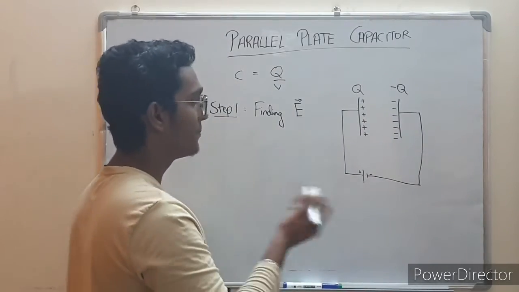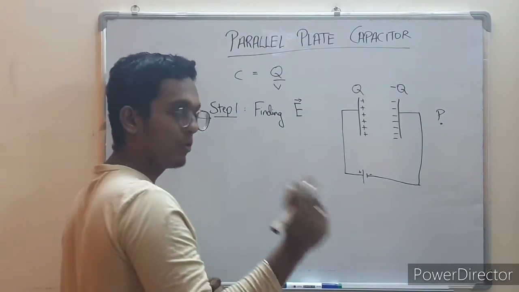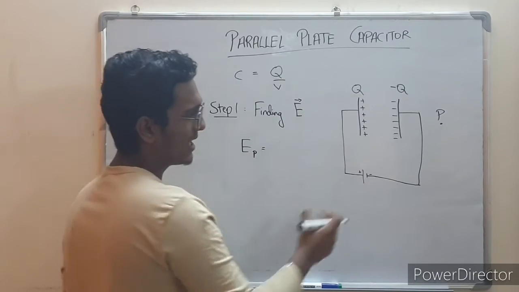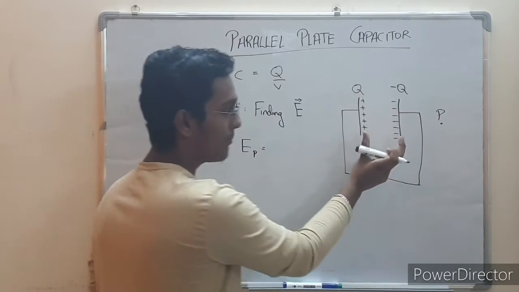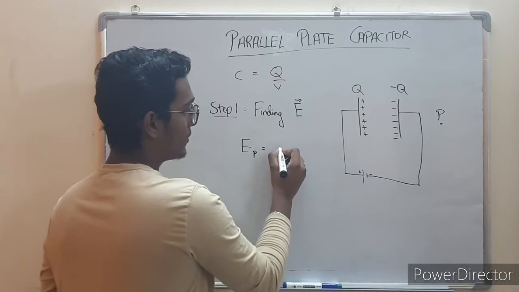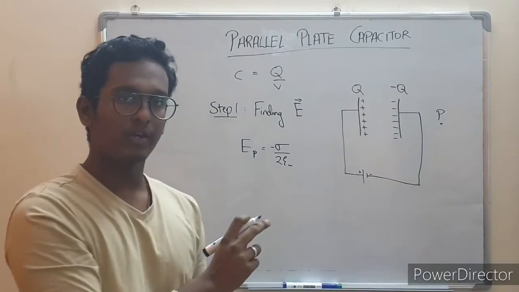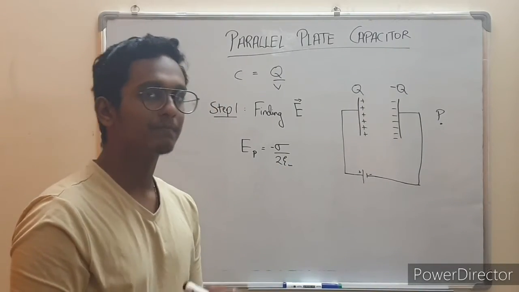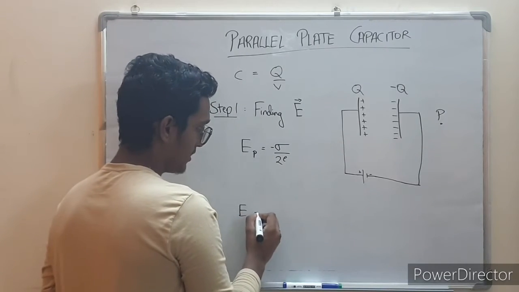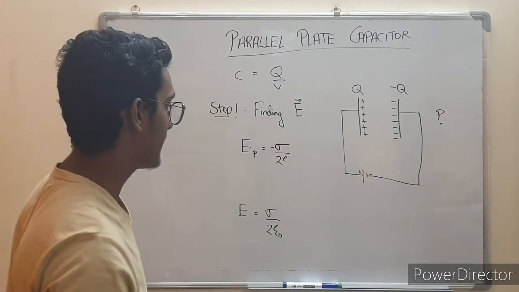and show that it's 0 and 0 over here. So let's consider a point over here, P. The total electric field at that given point, E of P, equals the sum of the individual electric fields due to the negative and positive charged plates. So let's first consider this plate. It's going to give minus sigma by 2 epsilon naught, which is the formula for electric field due to a plane sheet. We have done this in the first chapter.